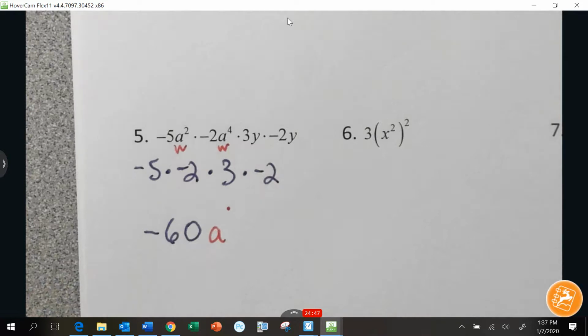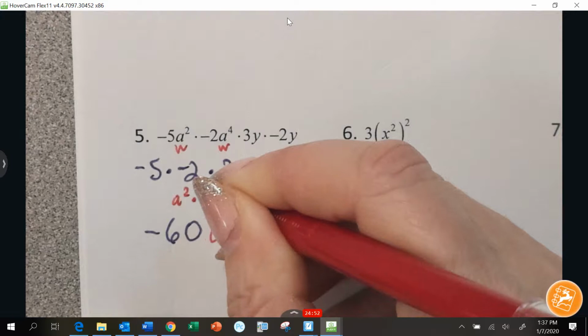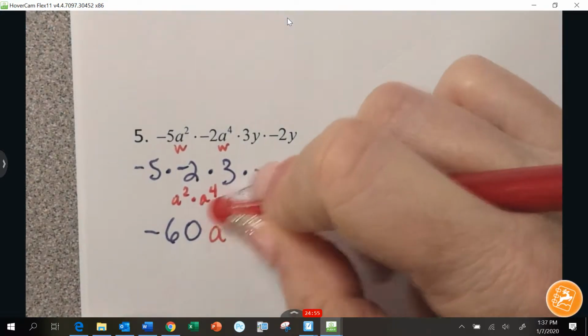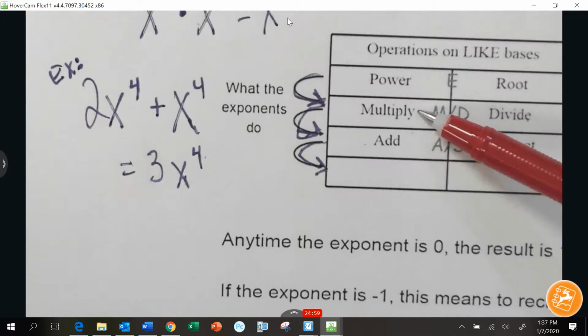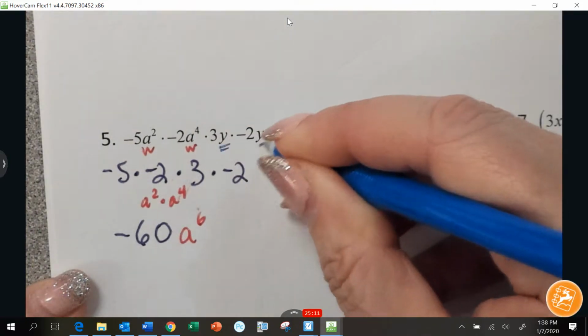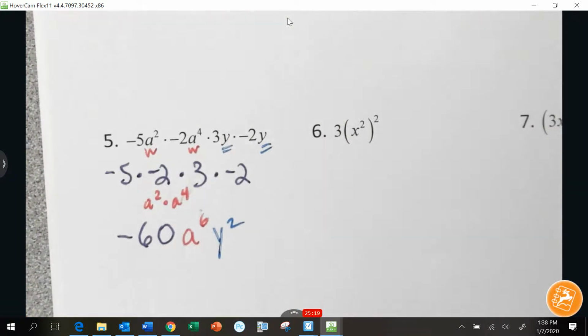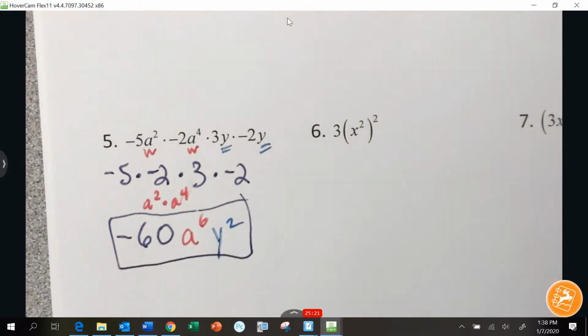It's A squared times A to the 4th, so it'd be A to the 6th. Right. We're doing A squared times A to the 4th, which when you multiply like bases, add the exponents. So let's look at the Y's. I have a Y here, and I got a Y there. So you should have a Y squared. So we do them separately. It's different if there's addition signs in here. If it's all multiplication, you're just doing them separately.